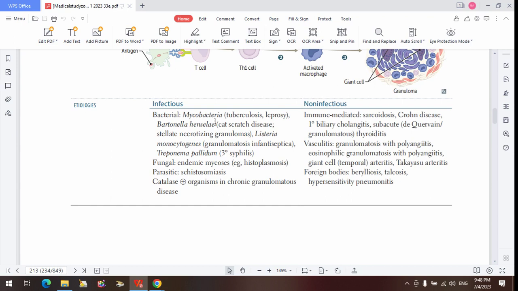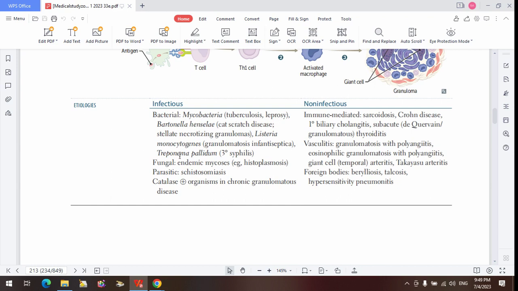So for the infectious one, we can classify into the bacterial, fungi, and parasitic. So the only parasitic one is schistosomiasis. That's the only one that can form granuloma. So for the bacterial, you must always remember the mycobacteria first. So tuberculosis and leprosy can form granuloma. The Mycobacterium leprae, Mycobacterium tuberculosis, they can form granuloma.